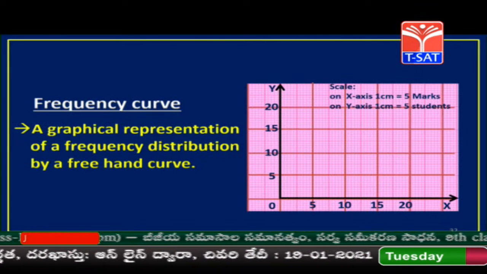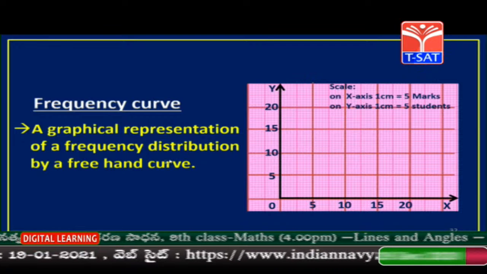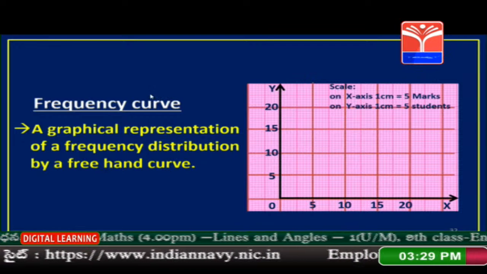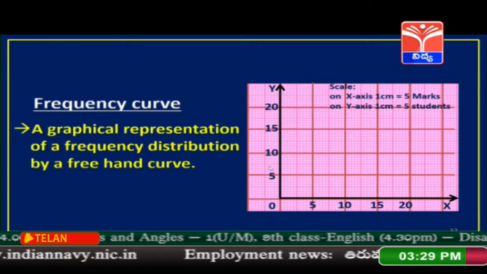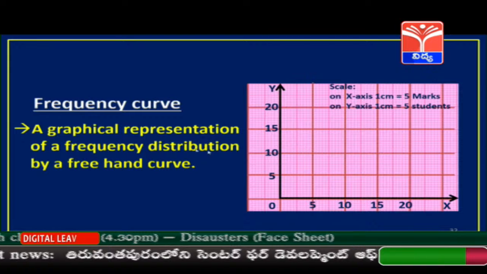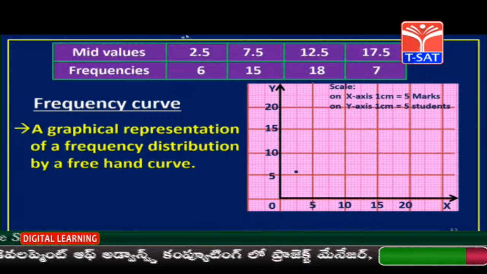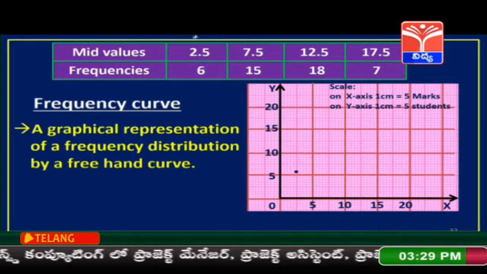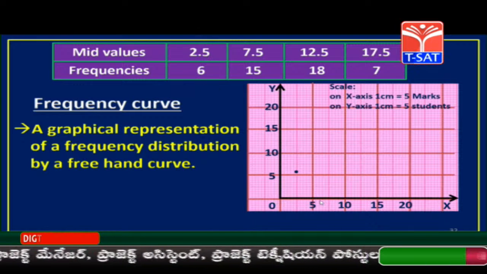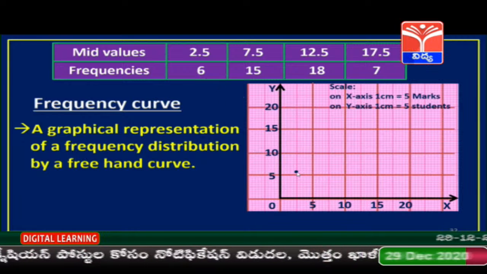Now let us understand what a frequency curve is. A graphical representation of a frequency distribution by a freehand curve. See children, in a frequency polygon we are joining points with straight lines. Here we have to join by a freehand curve. I am taking a question here: 2.5, 6. So where will this 2.5 come? Yes, between 0 to 5, 2.5, 6 after 5, second line. So I am getting the point here.